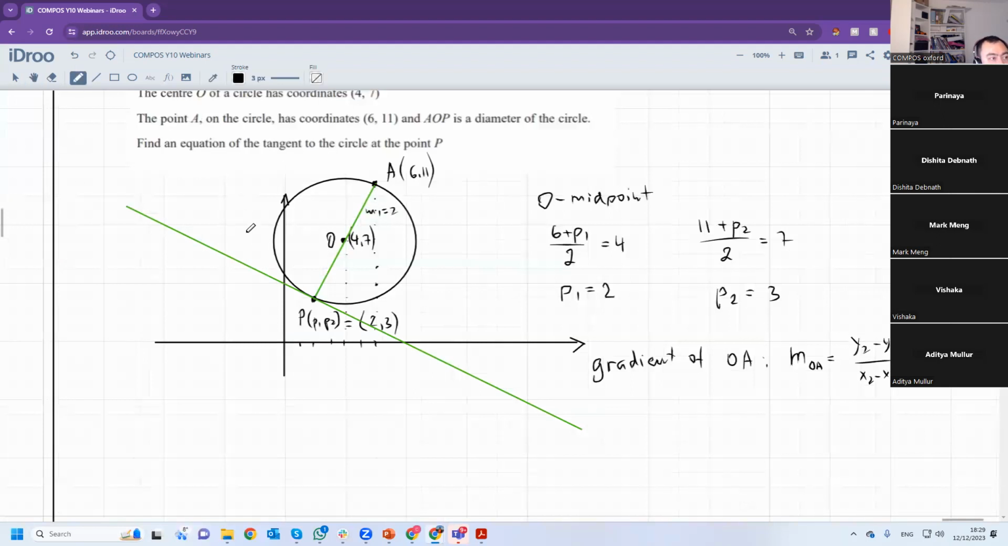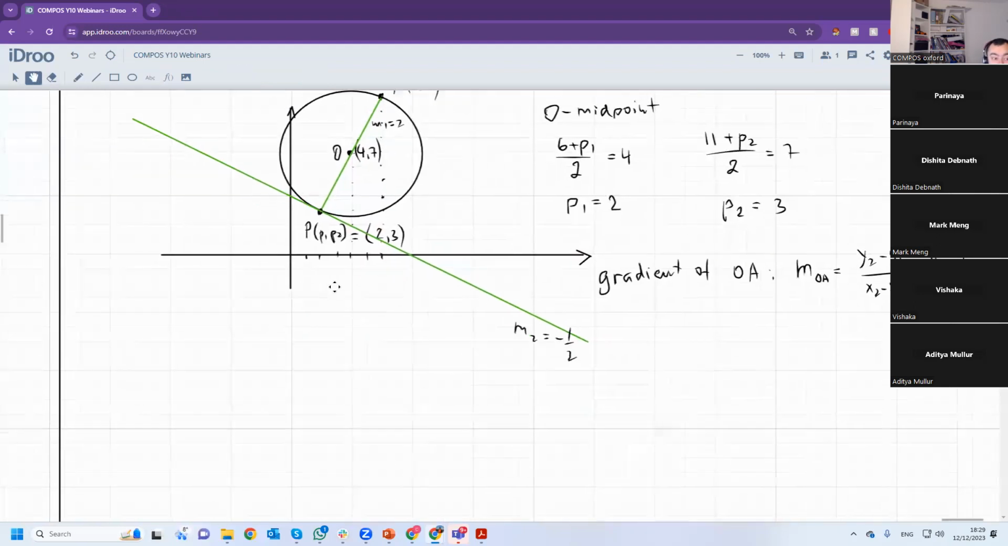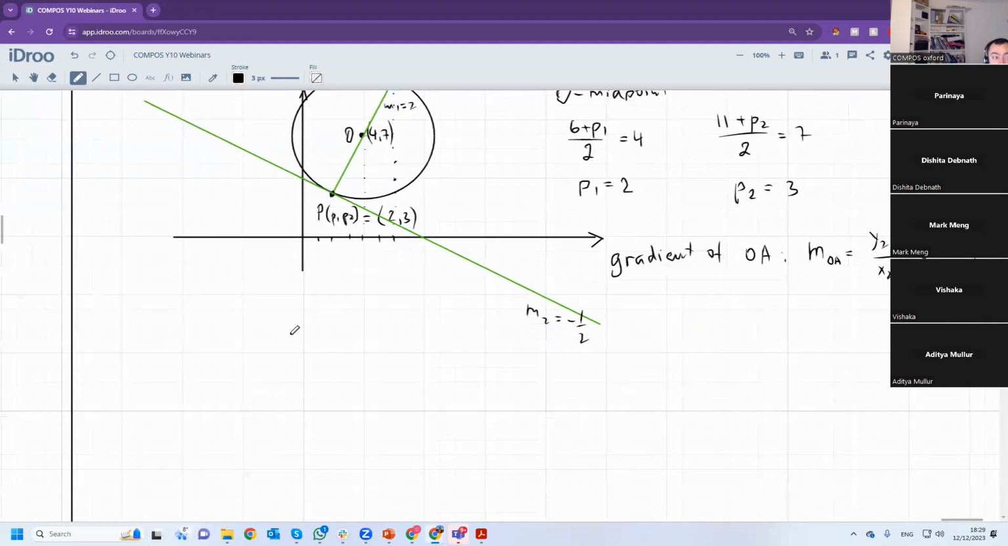m1 is 2, and that means that the gradient of the second line is minus 1/2. That also makes sense. If you look at the line, it does seem to resemble a line with gradient minus 1/2, and it goes through point P. So we have the point-gradient formula, or point-slope formula, whatever you like to call it.